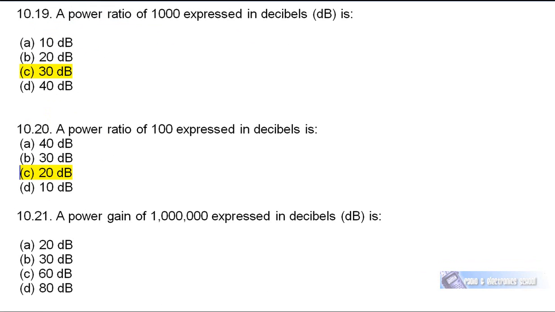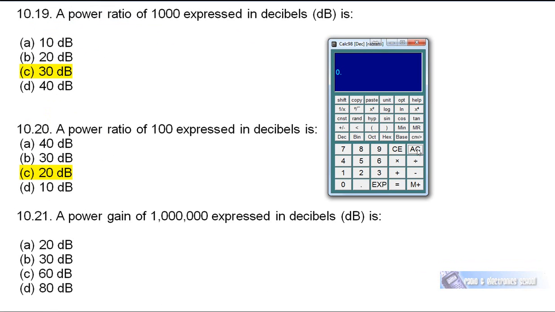Now I'll do it on the calculator. All clear. Enter 100. Get its log. Multiplied by 10 gives us 20.